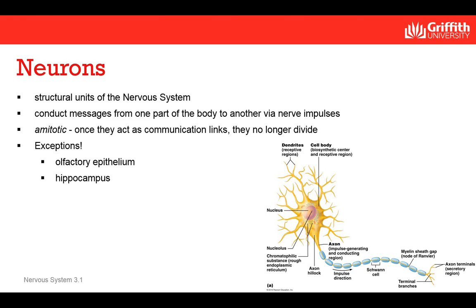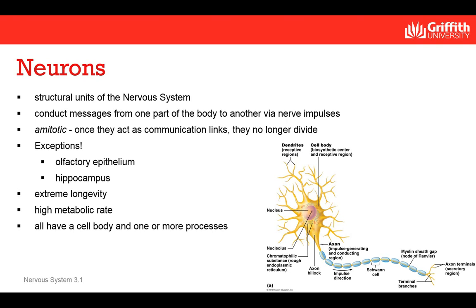Luckily, neurons have extreme longevity. Most of them can function optimally for a lifetime, provided they are given good nutrition. They also have a high metabolic rate, which means they can't survive more than a few minutes without oxygen and glucose.